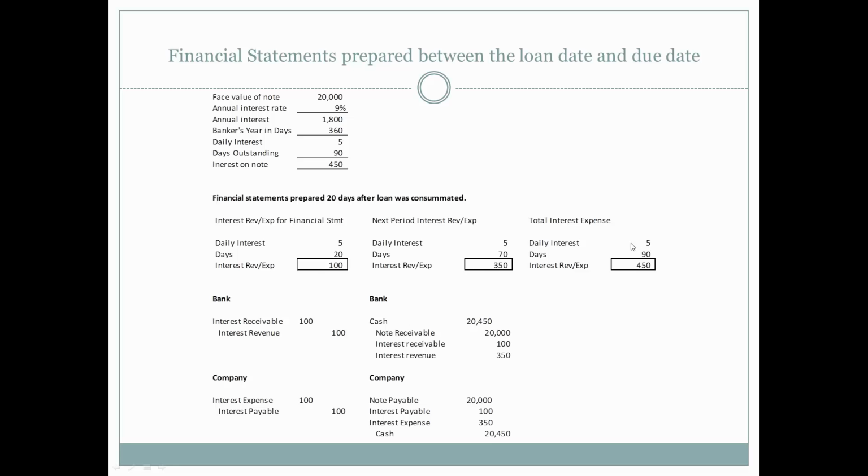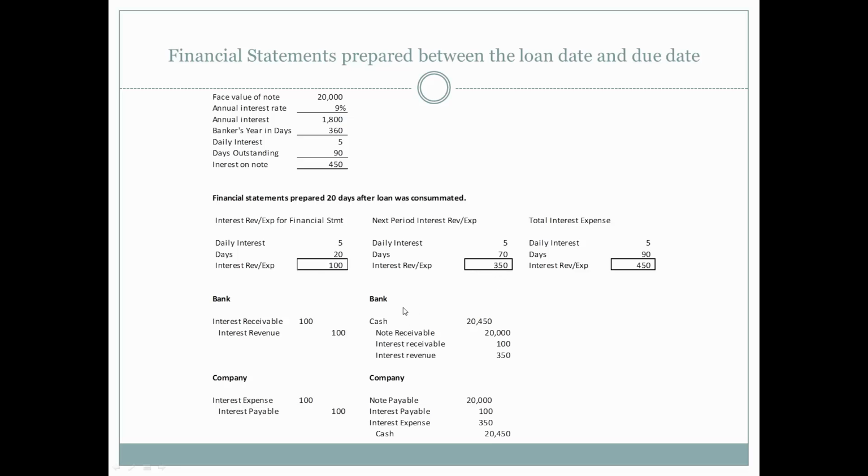So we can look at it in total. We still have $5 as a daily interest, 20 and 70 days, with 90 days in total. Our total interest revenue is $450. It's just been broken up because of the artificial date imposed by the financial statements. So $100 in one period and $350 in the next period.